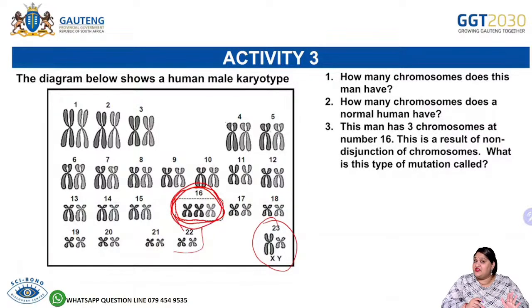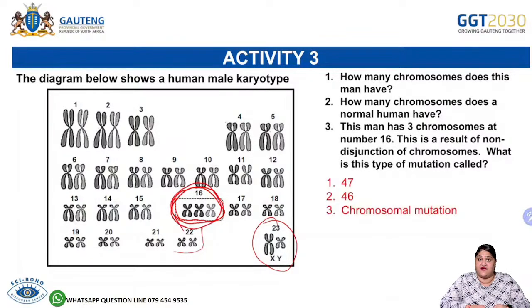So what kind of mutation is this? It is a gene mutation, yes. How many chromosomes does this man have? So you can count them, but you can already see that we have an extra one, so this person would have 47. And how many chromosomes does a normal human have? A normal human has 46. And then it says this man has 3 chromosomes at number 16.